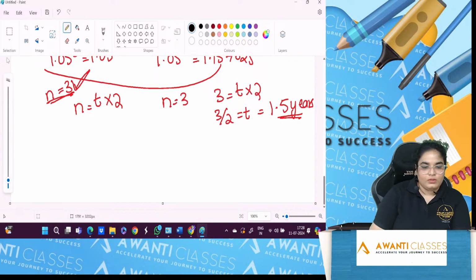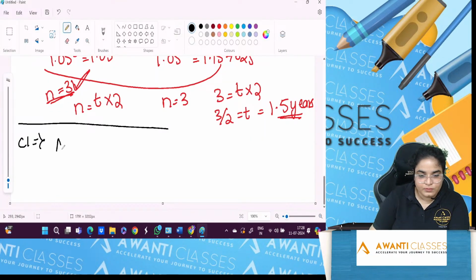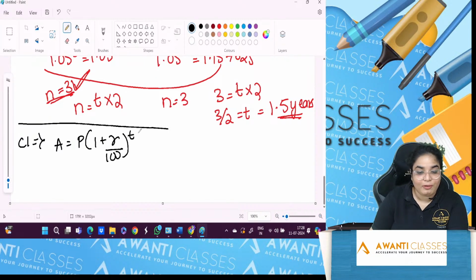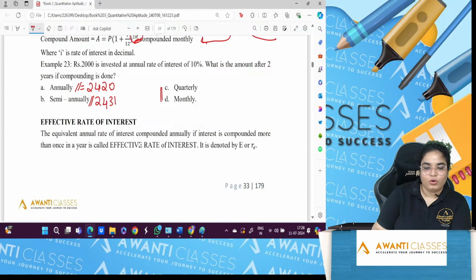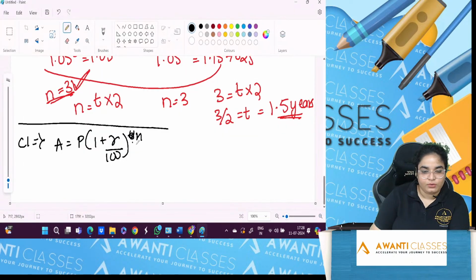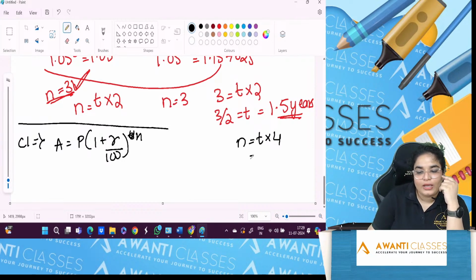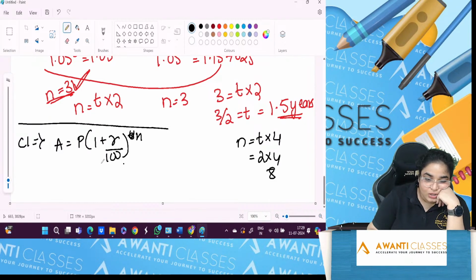Now it is compound interest, which is A equal to P into 1 plus R divided by 100, to the power of N. Correct? They're saying 2 years, quarterly compounding. So N will be what? T into 4, since it is 4 times in 1 year. So N will be 2 years into 4. N is equal to 8.